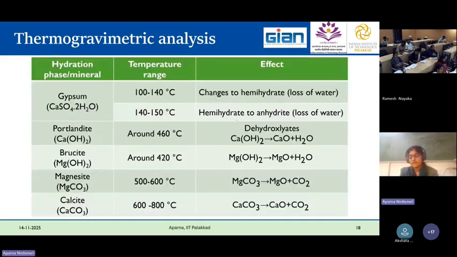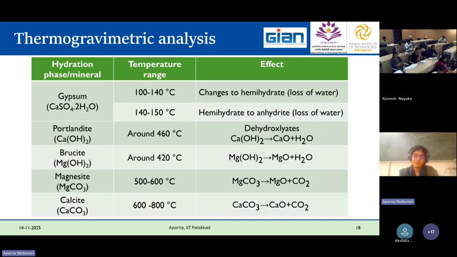Now we shall see at what different temperature regions different types of hydration products that are commonly available in ordinary Portland cement systems would decompose or dehydrate. Gypsum is added to the clinker to make OPC. Gypsum has two different temperature regions in which it can decompose. In the initial one, from 100 to 140 degrees centigrade, the gypsum will dehydrate and change to hemihydrate. And the second weight loss step that we can see is between 140 to 150 degrees centigrade, where the hemihydrate will further lose the remaining 0.5 moles of water that is present and becomes anhydrate.